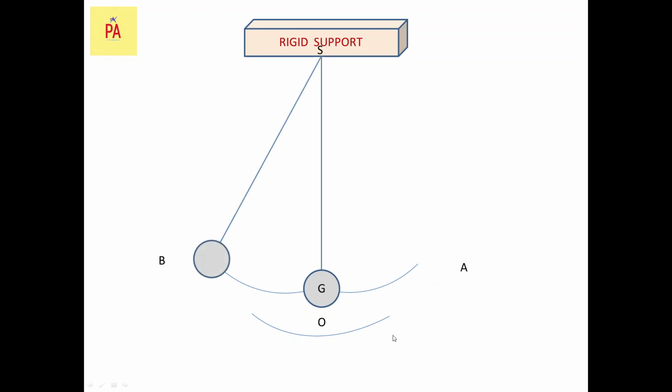Now this is the second, the next extreme position, that is point B, where it reaches. That is also again the maximum displacement over here. After this it will come to G again.